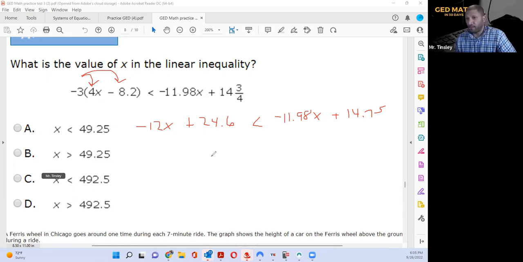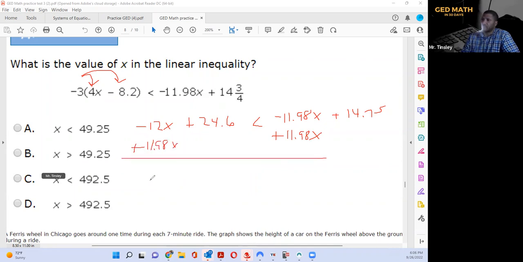Remember, you want to combine your like terms, so I'm going to combine my x's. I want my x on the left, so I'm going to add 11.98x. So I get negative 0.02x. I'm going to subtract 24.6 from both sides.